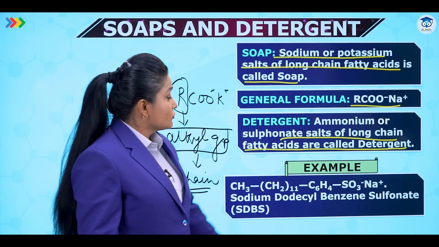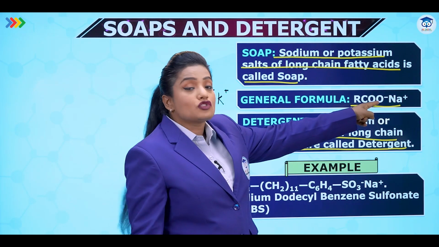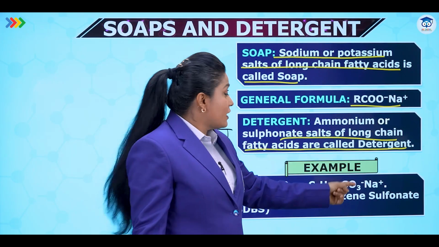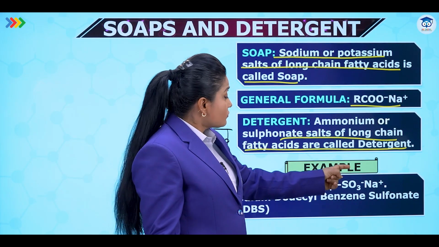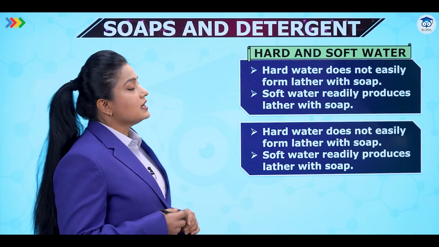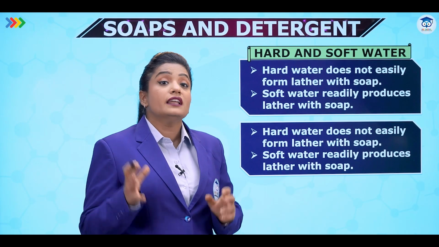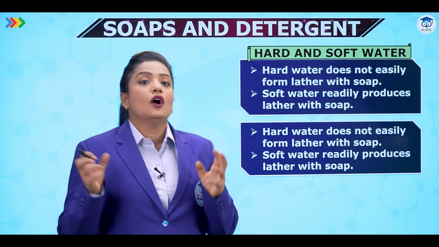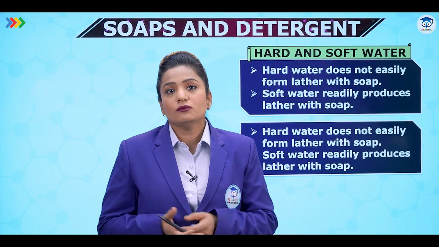chain fatty acids. So when we have carboxylate and sodium or potassium, it is soap. When we have sulfonates or ammoniums, they are detergents. Now let's try to understand hard water and soft water, and then we'll come to a point where we'll see how soap and detergents behave when they go in water.